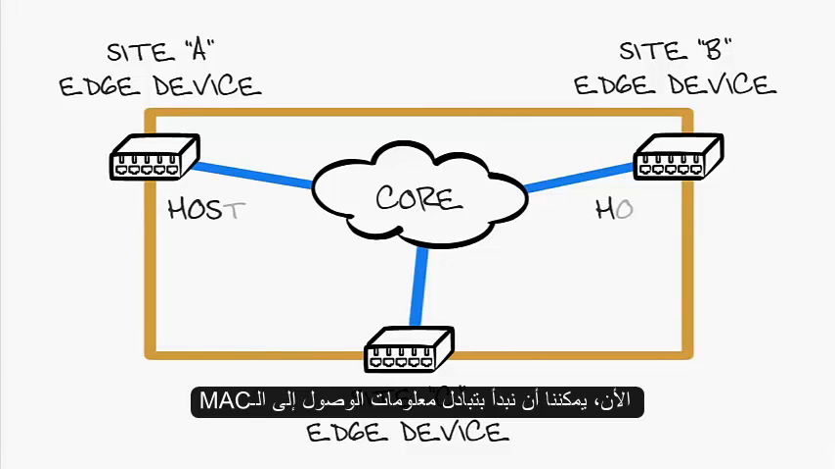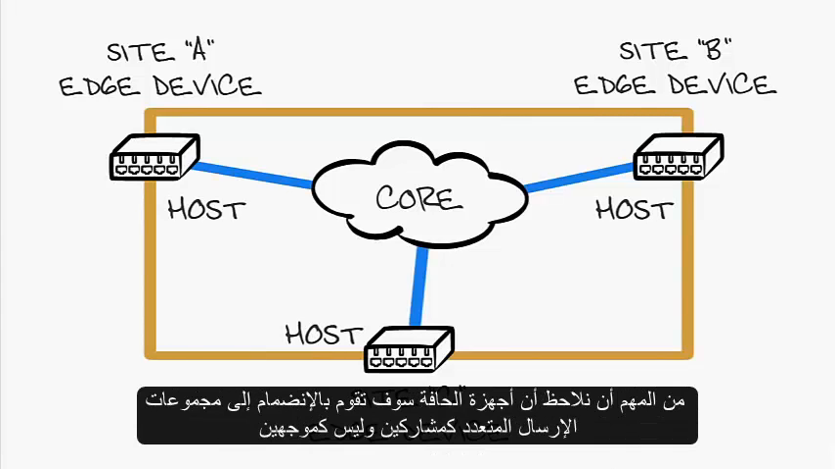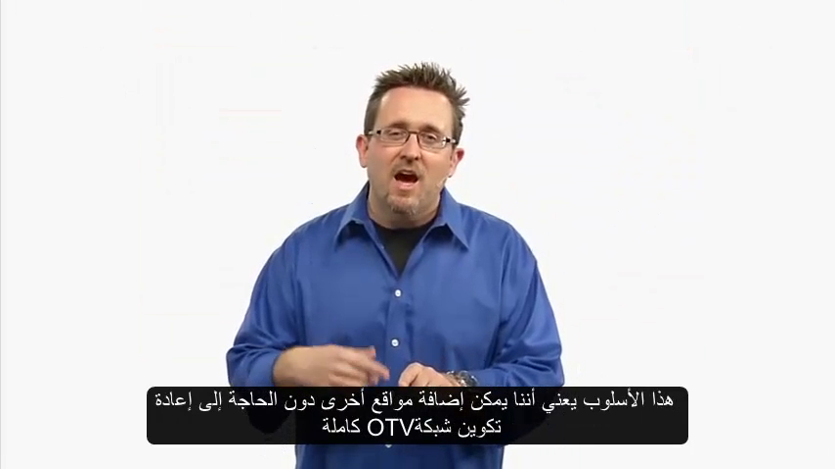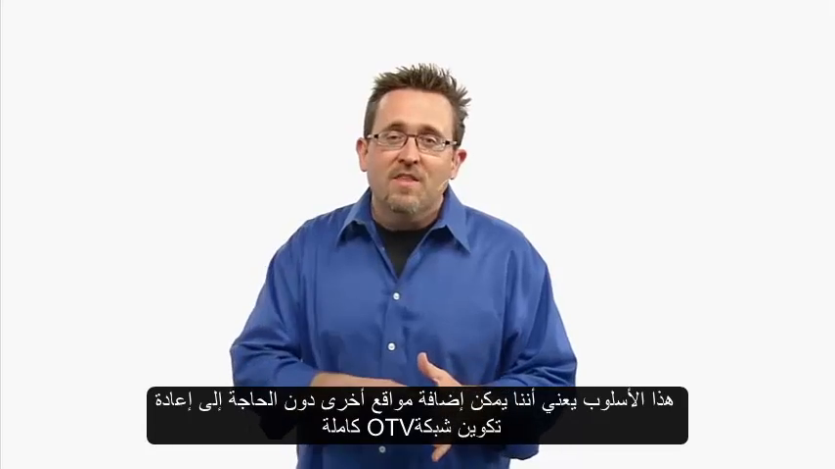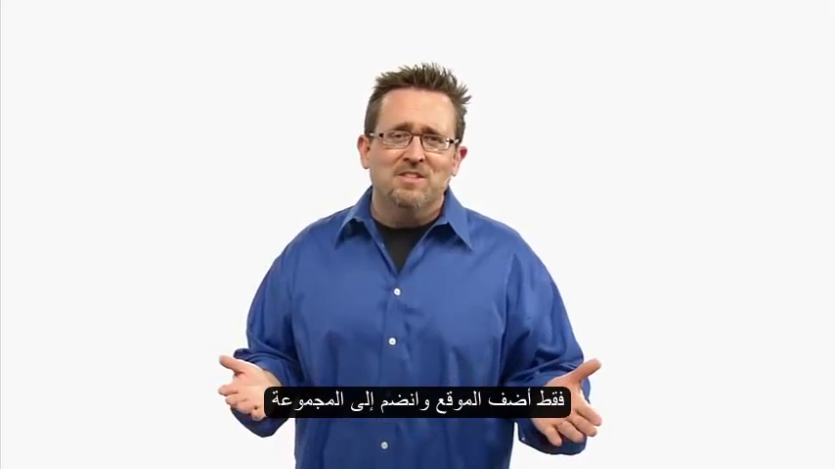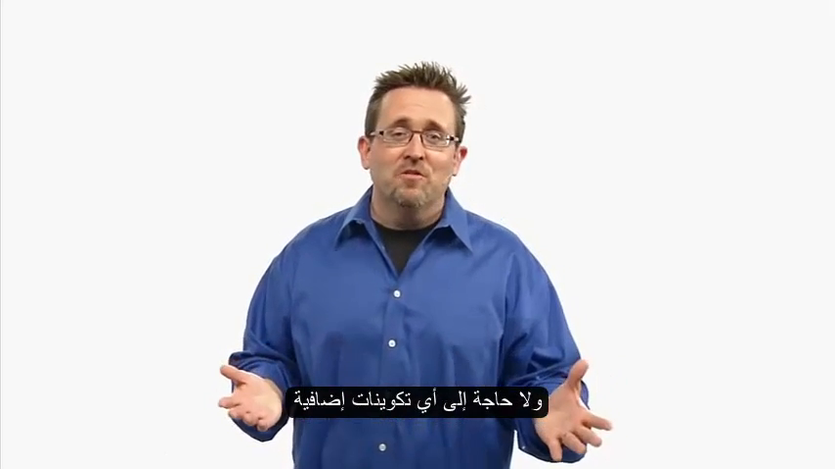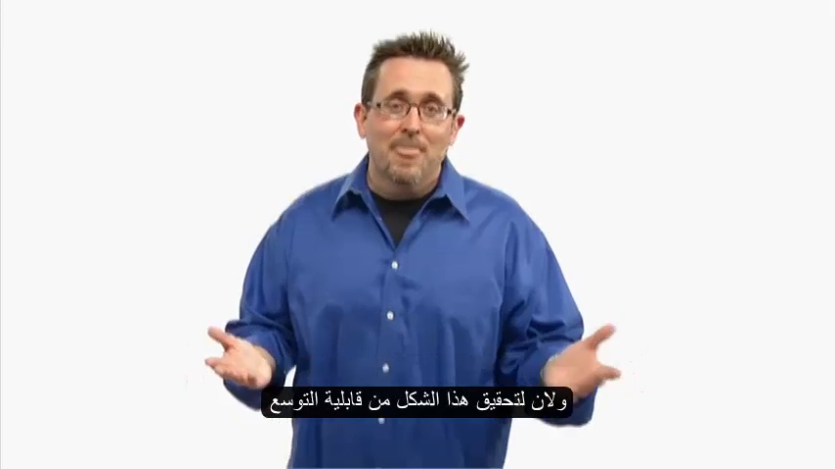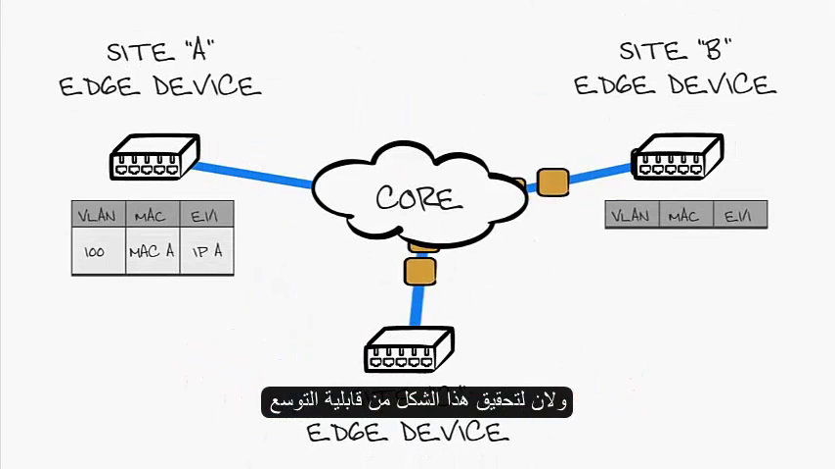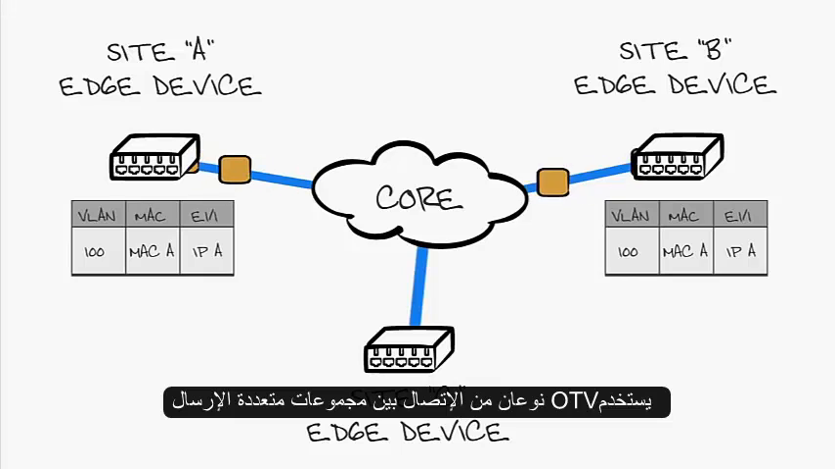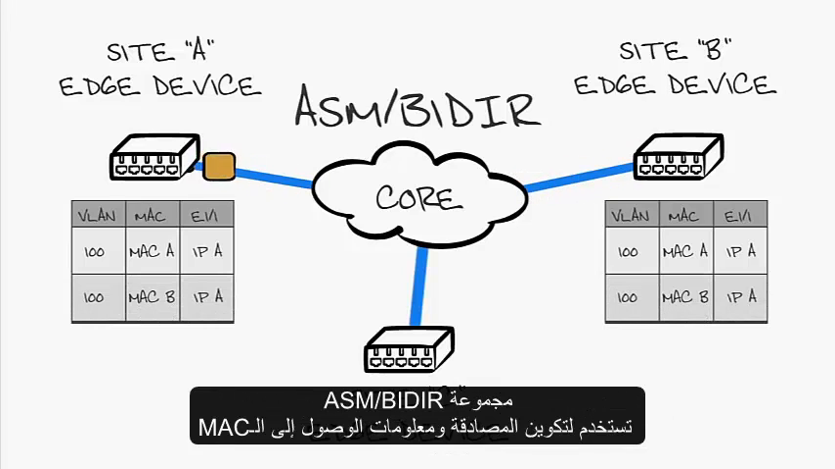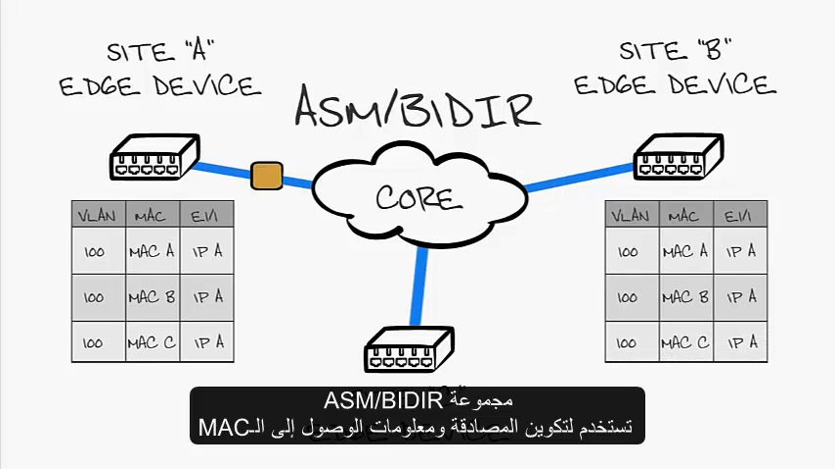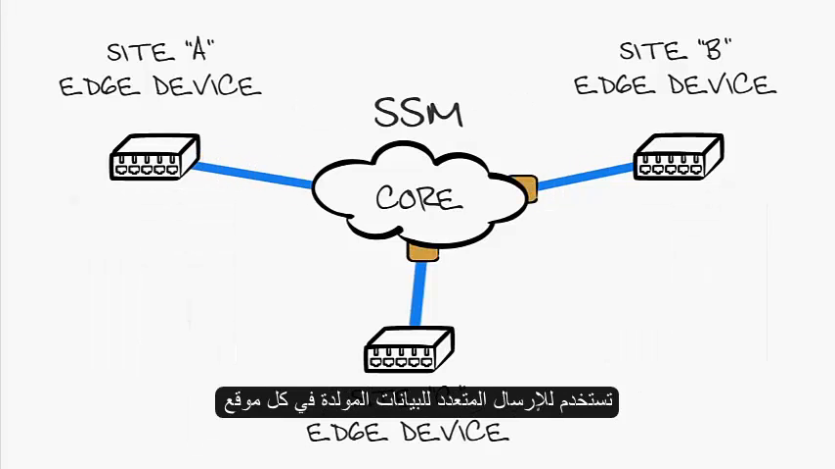Now, it's important to note that edge devices will join the multicast group as hosts and not as routers. This method means that we can add other sites without having to reconfigure the entire OTV grid. Just add the site and join the group, and no additional configuration is required on the peers. Now, to achieve this type of scalability, OTV uses 2 multicast groups for communication. The ASM BIDR group is used to establish adjacencies and MAC reachability information. The SSM group is used for multicast data generated per site.